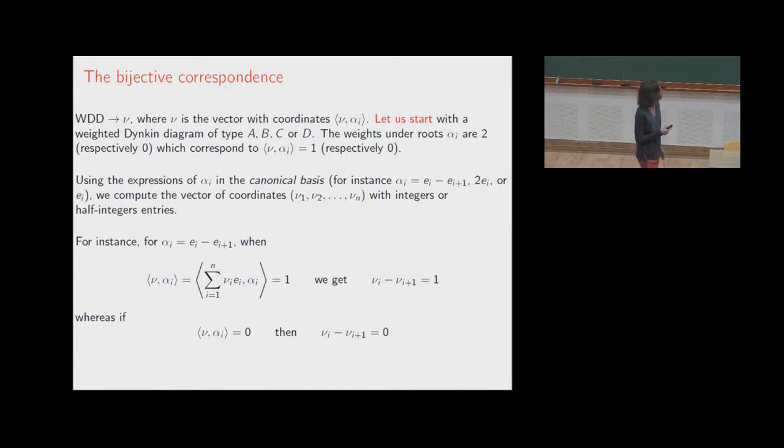So with an example of this root e_i minus e_{i+1}, if you compute this scalar product, there is an increase by 1 going from the i coordinate to the i+1 coordinate. And these two coordinates will be equal if there is a 0 under the root alpha_i.